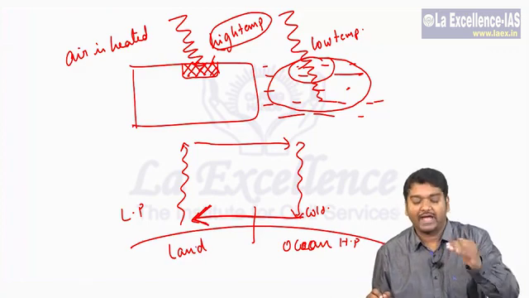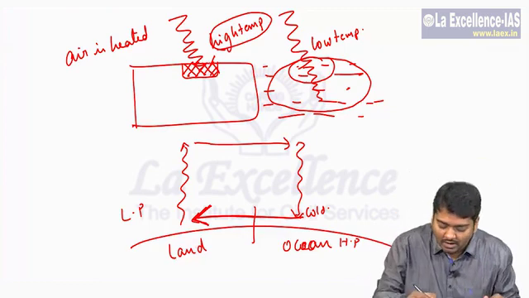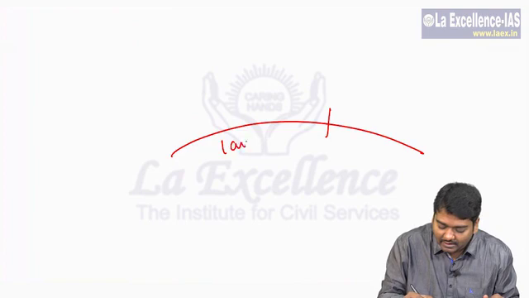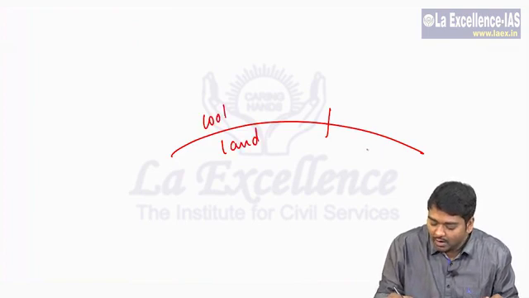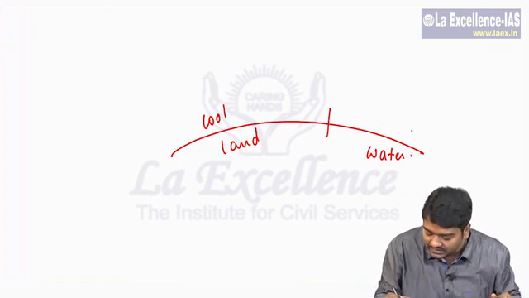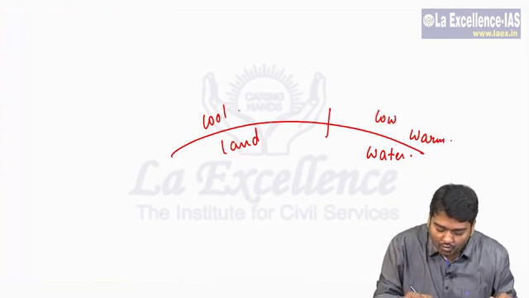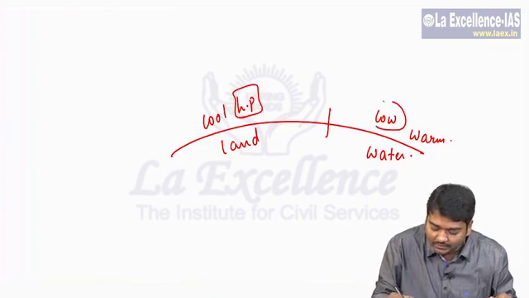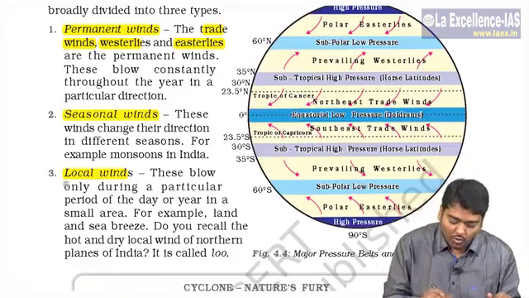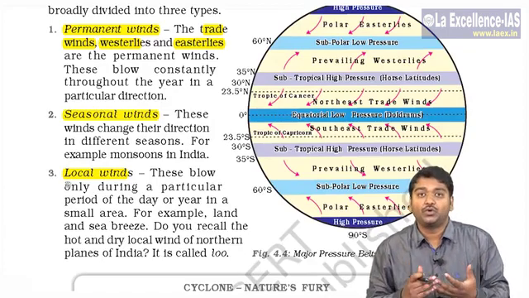In the night, what happens? In the night, usually the sun's rays falling is less. Earth will cool quickly. So usually we find land is cool. Water takes more time to emit. Because of this, it is warm. So warm, low pressure, cool, high pressure, correct? High to low, from land to water. This is called local winds, right? I'll explain this in much more detail with pictures when we go to further chapters.